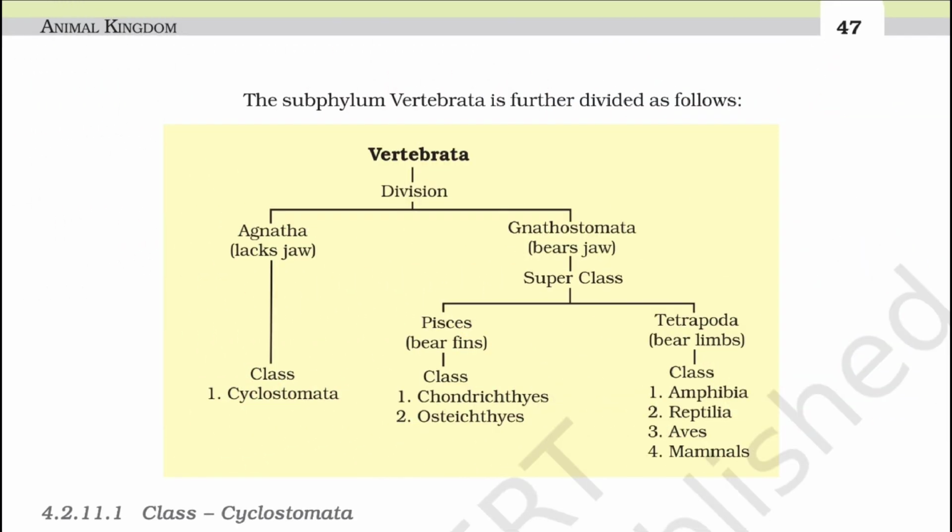The subphylum Vertebrata is further divided as follows. Vertebrata. Division: Agnatha, without jaws, with class Cyclostomata. Gnathostomata, bearing jaws, with superclass Pisces, bearing fins, and Tetrapoda, bearing limbs. Pisces: class 1. Chondrichthyes, 2. Osteichthyes. Tetrapoda: class 1. Amphibia, 2. Reptilia, 3. Aves, 4. Mammalia.